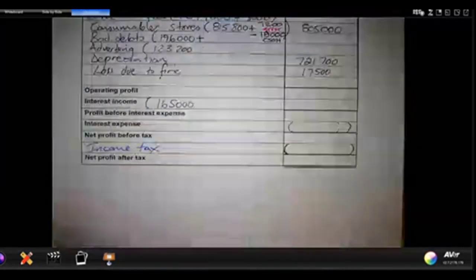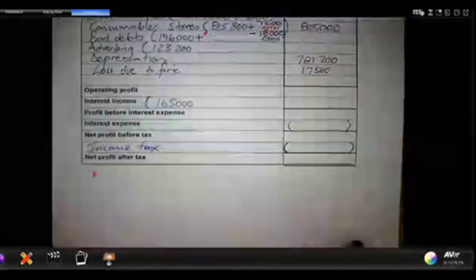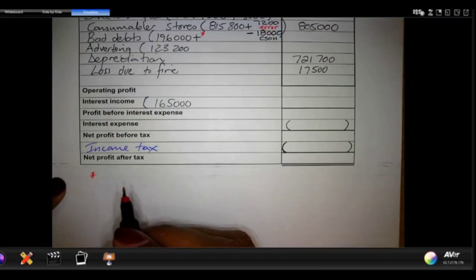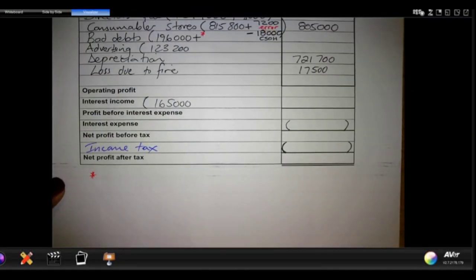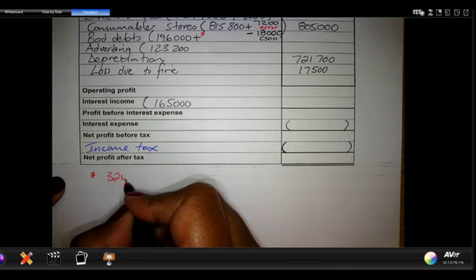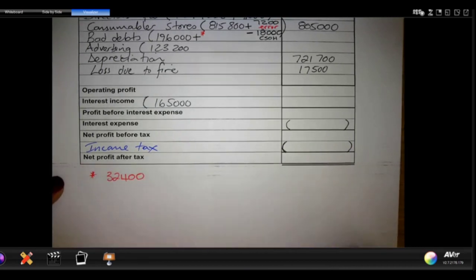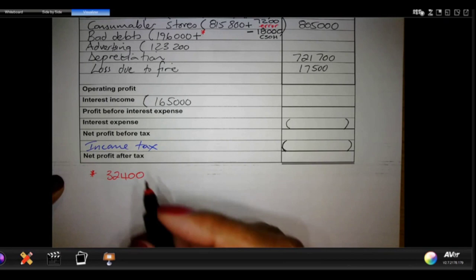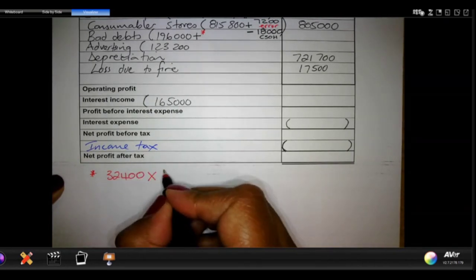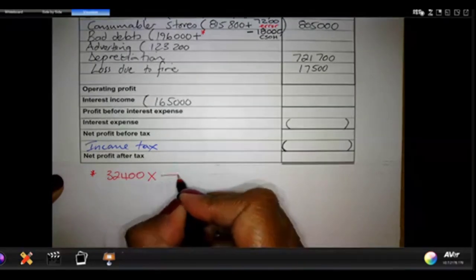So now I'm running out of space to do my calculation. So I'm going to do that. In fact, I'm going to use a different color. Okay, I'm going to do that. And then I'm going to do that there. And I'm going to do my calculation. Okay, so I know that 32,400 rand was received. And the 32,400 represents 75 cents in the rand.